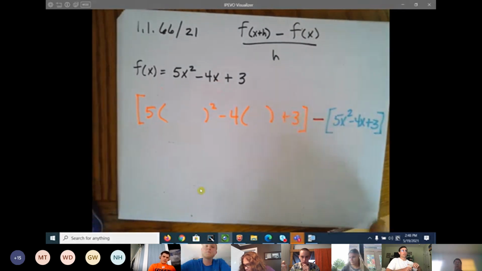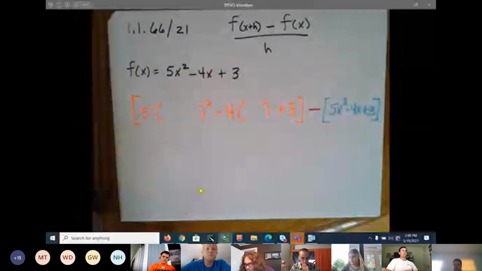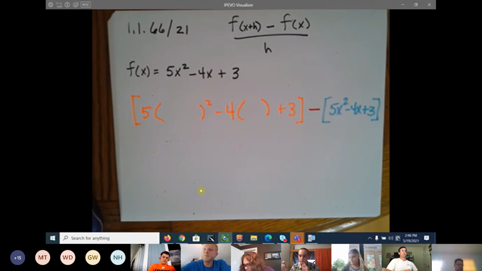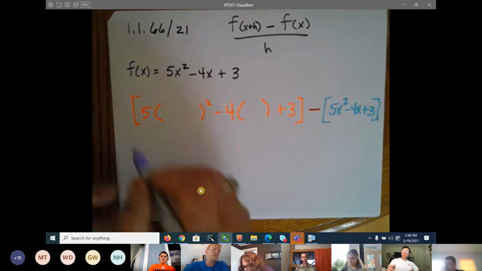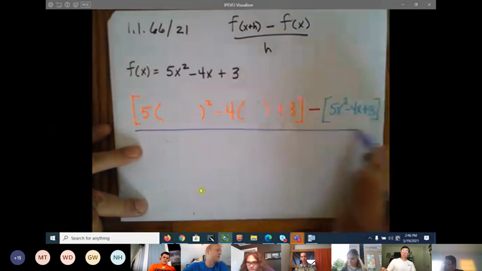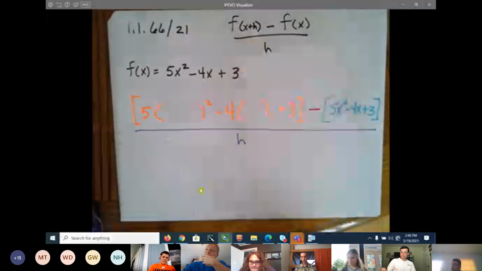Hubert, is this one different because it's asking us to find just f of x plus h? It's going to ask you for both. It's the same question. Over h. I'm just ignoring the directions right now.